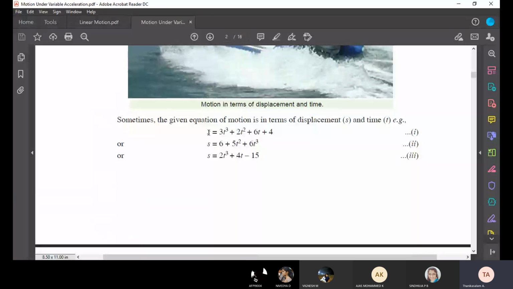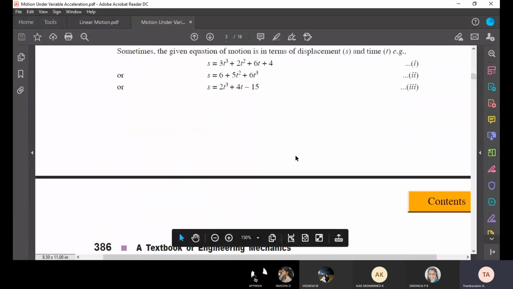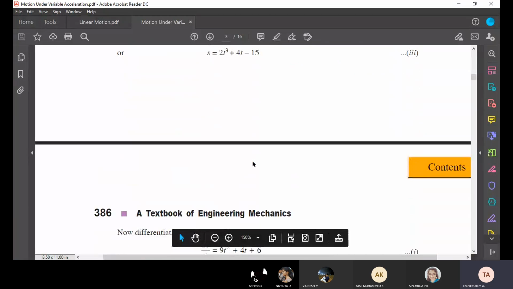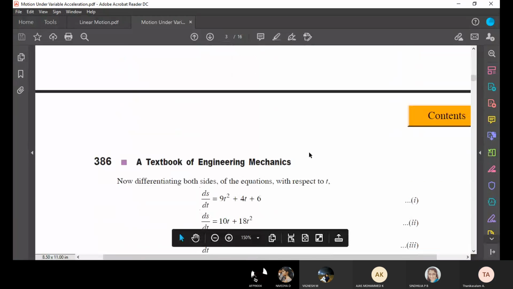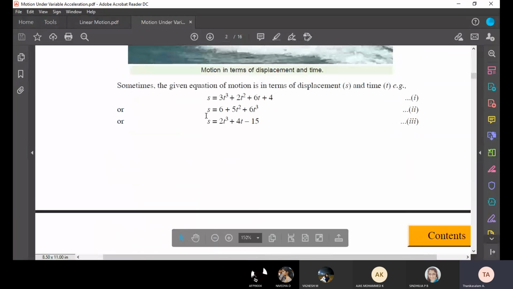Differentiate the first equation, ds by dt. ds by dt equal to 9t squared, 3 into 3, 9t squared. Differentiating 2t squared gives 4t. What about 6? It is a constant. Differentiating a constant gives 0, so it is neglected. Now differentiate the second equation, ds by dt.